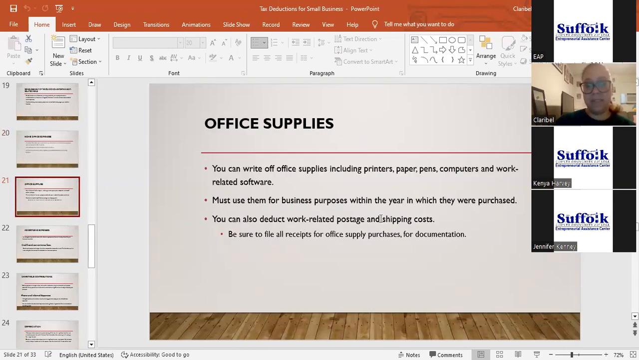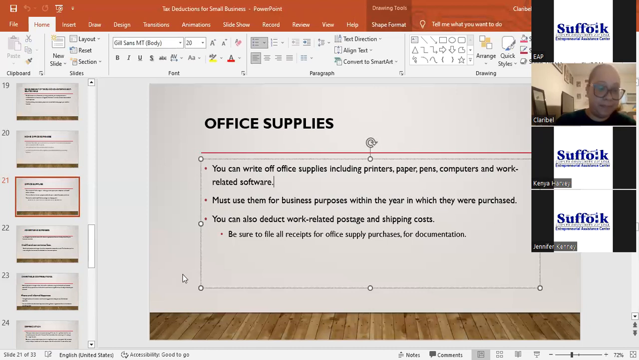Office supplies, obviously, you can write off all office supplies, including printers, paper, pens, computers, work-related software. You must use them for business purposes within the year in which they were purchased. You can also deduct work-related postage and shipping costs. All that is deductible. Anything office-related, envelopes, anything that you need for your business. I mean, they say you have to use it within that year, but I have no way of knowing whether this pen was used this year or not.